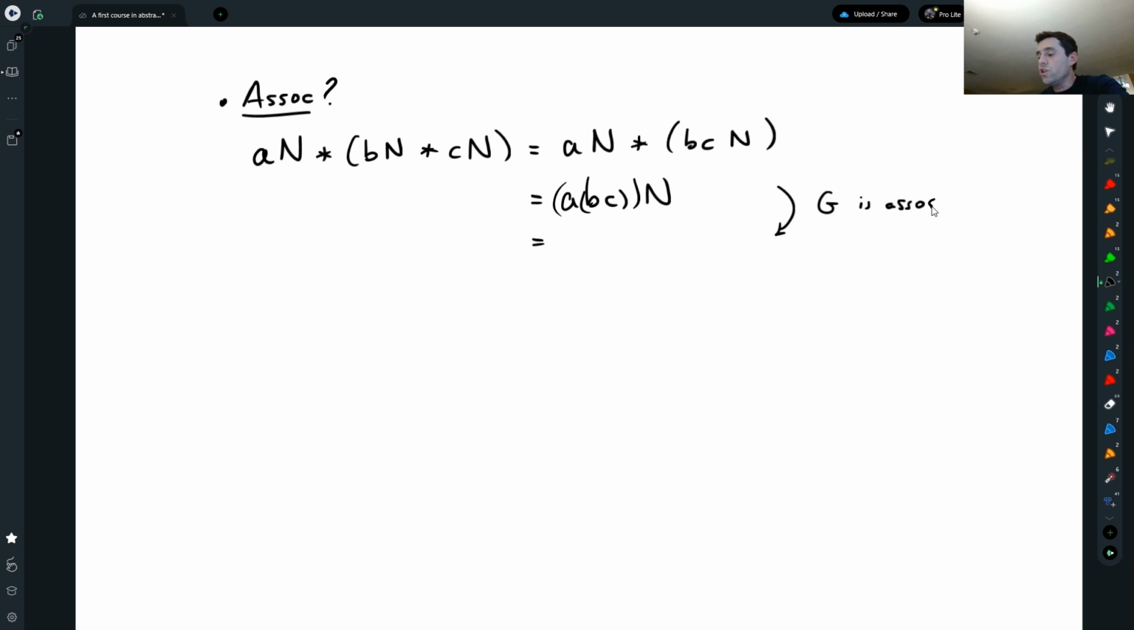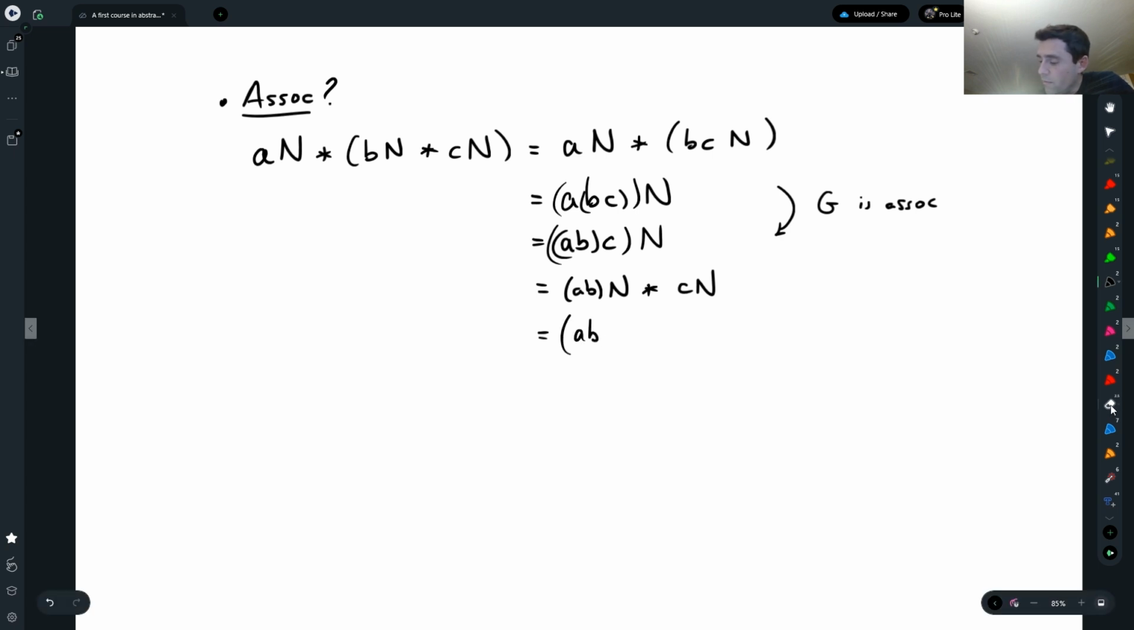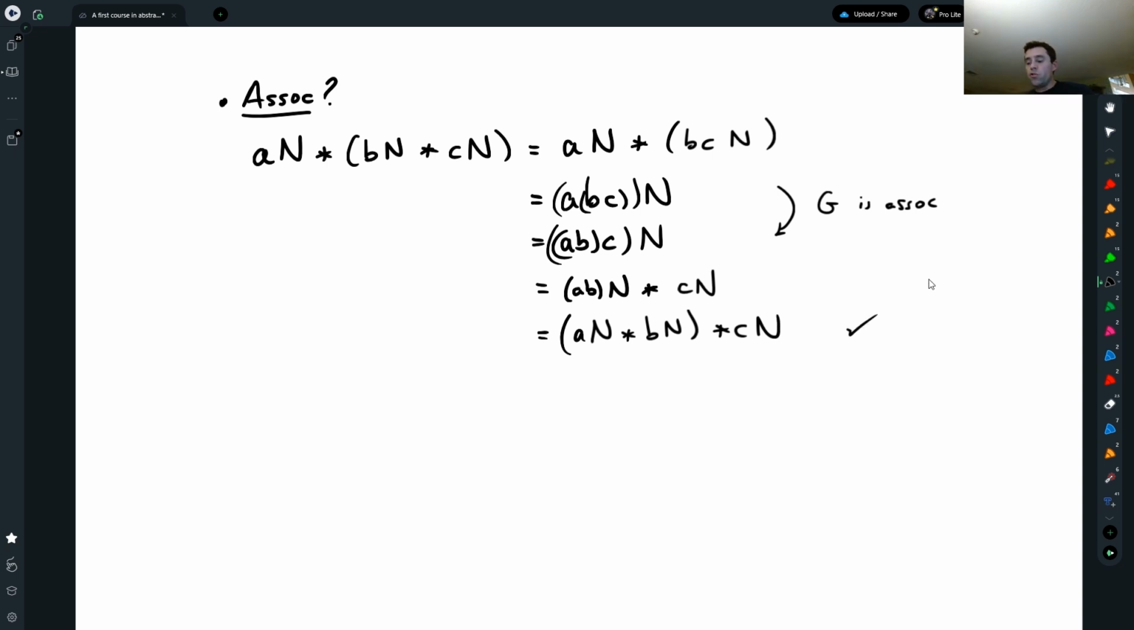The multiplication on G is an associative operation. So inside this parenthesis here, the operation is happening in G, which I already know is a group. So this is the same as ab times c times N, and that is abN times cN with the new operation we're putting on cosets, and this will be the same as aN times bN times cN, which is what I wanted to check. So therefore, the multiplication is associative.